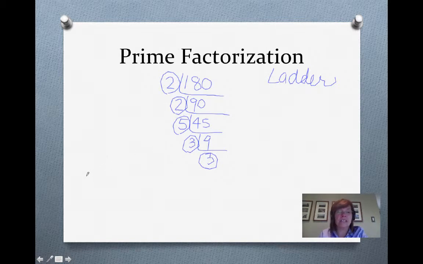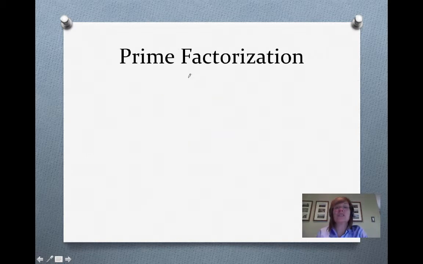Let's finish it off the same way as we did with our tree. We'll start with 180, and we'll put all of our prime factors in order and come up with our prime factorization equation. So we have 2 times 2 times 3 times 3 times 5. Wow, that's the same equation that we got with our prime factorization tree. So we know that this equals 180, and we've done our job. Awesome.